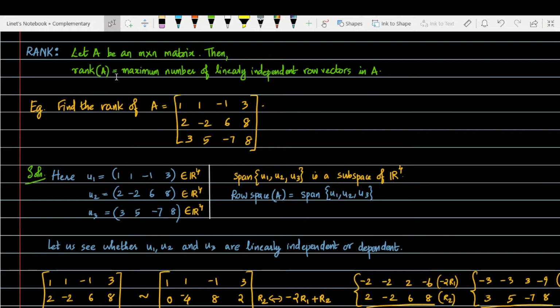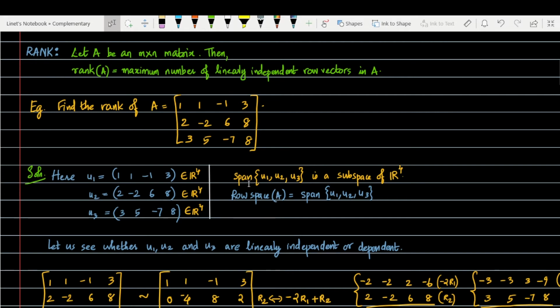Let's see how we can deal with it with an example. The example asks us to find the rank of A, which is equal to the matrix with rows 1, 1, minus 1, 3; 2, minus 2, 6, 8; 3, 5, minus 7, 8. Call the rows u1, u2, u3. u1 is the first row, u2 is the second row, u3 is the third row, and you can identify that u1, u2, u3 belong to R4.